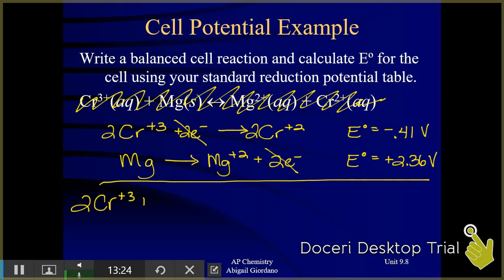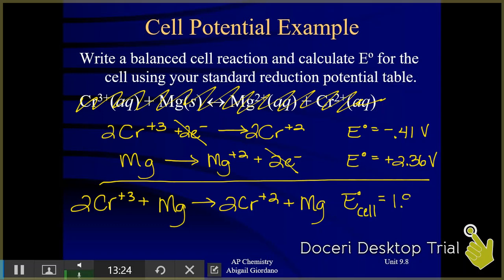So here is my balanced equation. It looks very similar to the skeleton equation that we were given, but now it is charge balanced. And now I can write the word cell because it's for the entire galvanic cell. And that's the cell potential I get. Okay, so that's the thought process. That's how you do these kinds of problems.